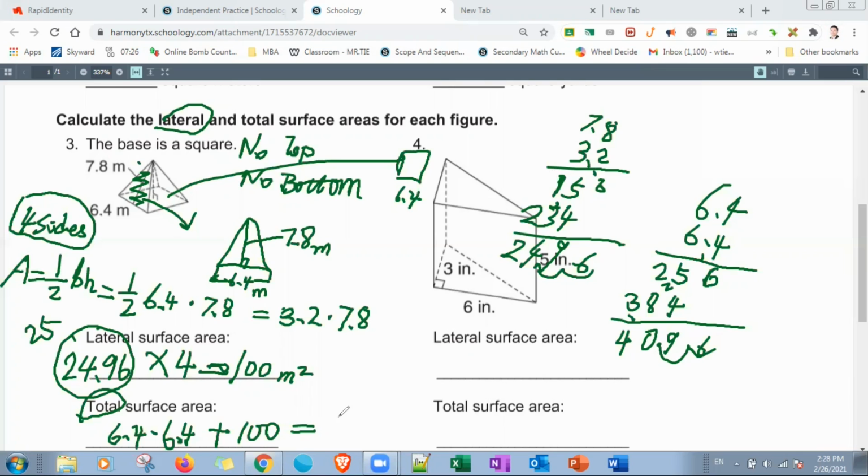I can round up again. I'm going to call it 41. 41 plus 100, so the answer should be 141 meters squared. Don't forget. Okay. Circle your answer. Remember, circle your answer.